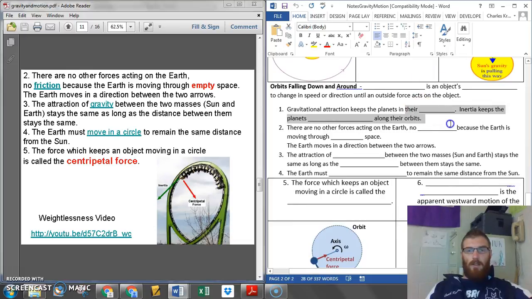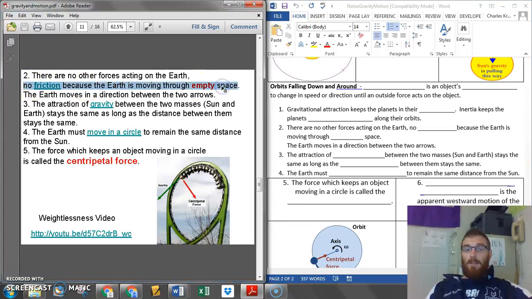And those will go here. Okay, so there are no other forces acting on Earth because there's no friction in space. Space is a vacuum, so there are no particles to provide resistance.